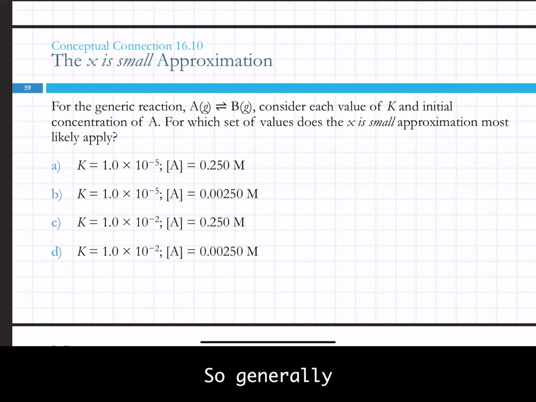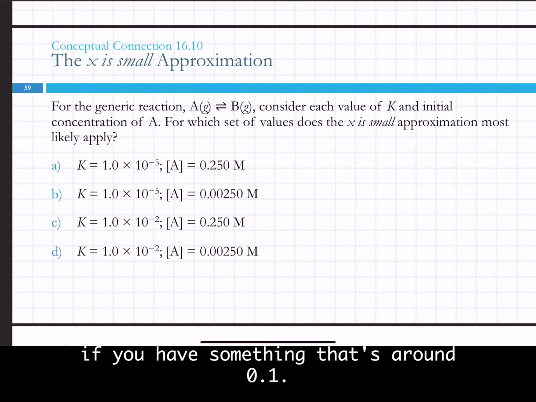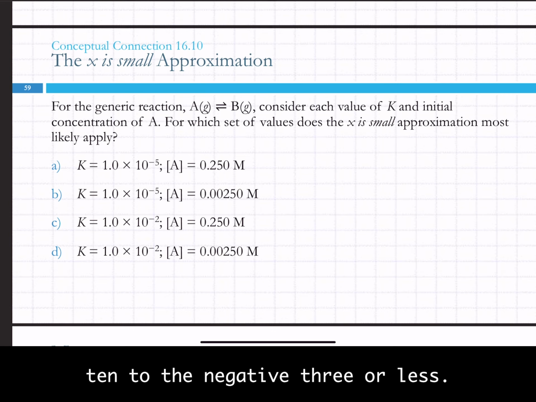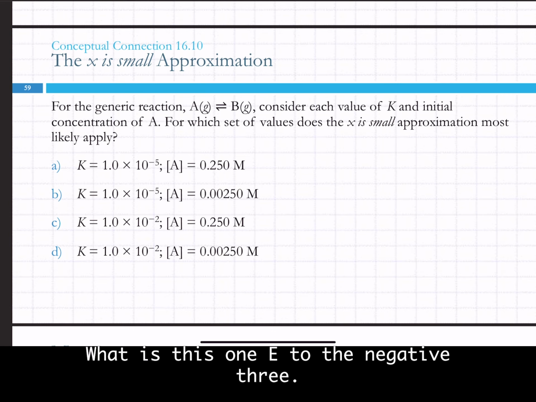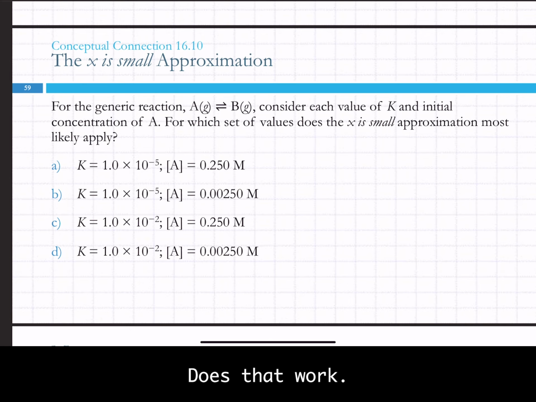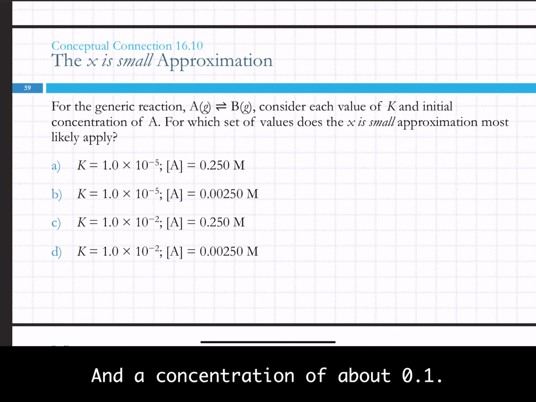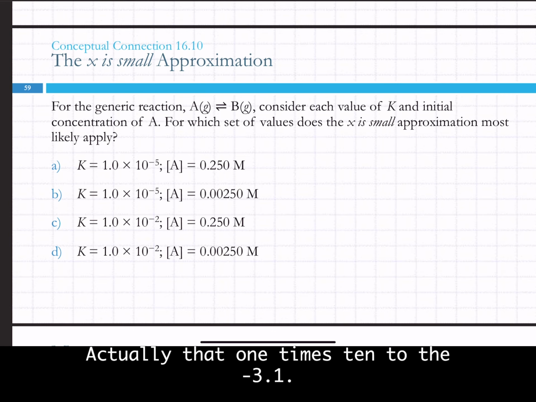Generally, if you have something around 0.1 and a K of 10 to the negative 3 or less, what is 1e to the negative 3, does that work? That works. So you're generally going to be looking for a K of 10 to the negative 3 and a concentration of about 0.1. Actually, look at that: 1 times 10 to the negative 3, 0.1, that's exactly 5%.